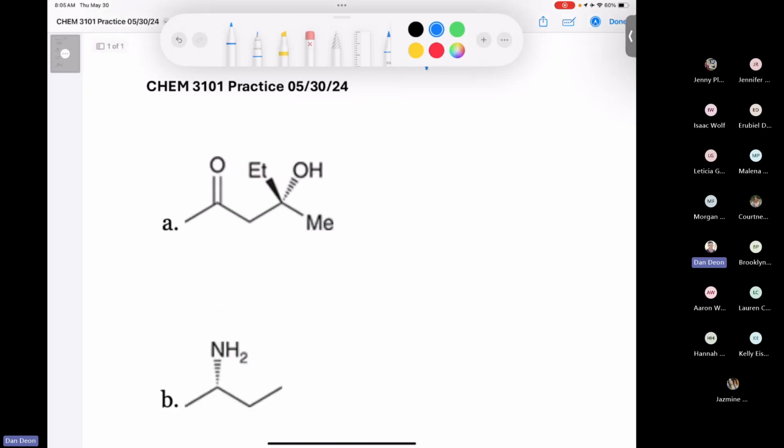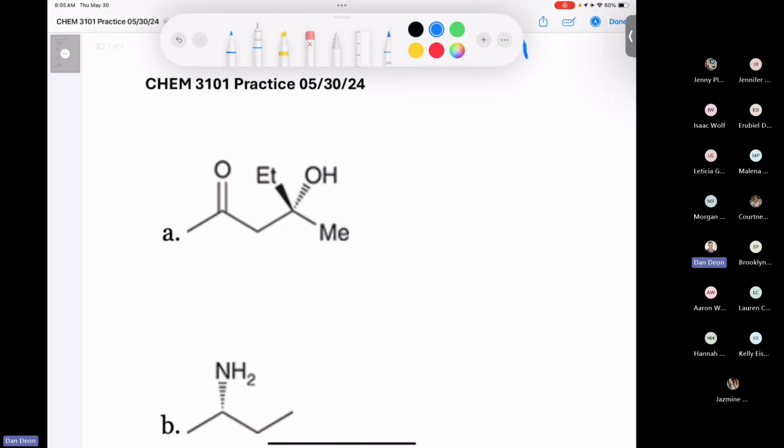So with A, if we start with A, we have a chiral center, which is right here where I'm putting this blue dot. So there's our chiral center. We can tell it's a chiral center. Why? Because it's attached to 4 different groups, right? We've got a hydroxyl, an ethyl, a methyl, and then we've got all this spinach over here. So those are clearly 4 different groups.